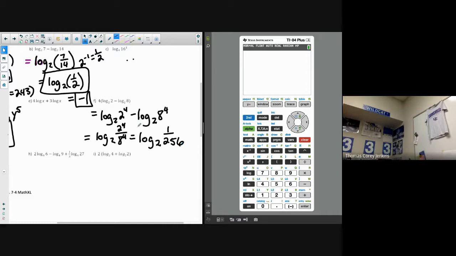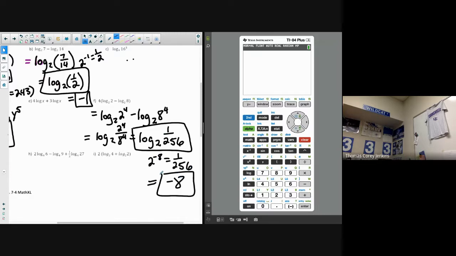So you have your single logarithm there. And then what we want is to simplify that, right? So we're thinking, is there a power of 2 that equals 256? The answer to that is yes, and that power would be 8, right? So if we think reciprocal, then 2 to the power of -8 equals 1 over 256. So my answer here is -8.